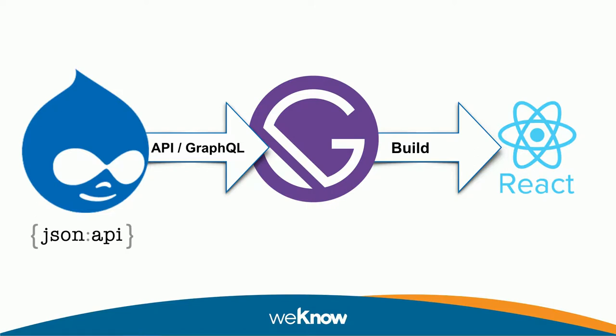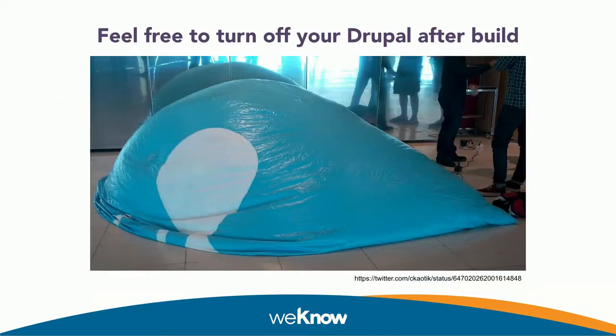So we have the end result, something like this. We have a Drupal distribution that is JSON API friendly, providing data for your Gatsby application, and the end build will be a React app. After you have built your Gatsby site, you can turn off your Drupal site. You don't need it anymore. I mean, you need it later on for doing more content entry.